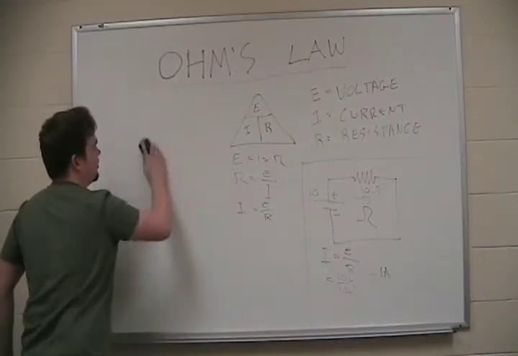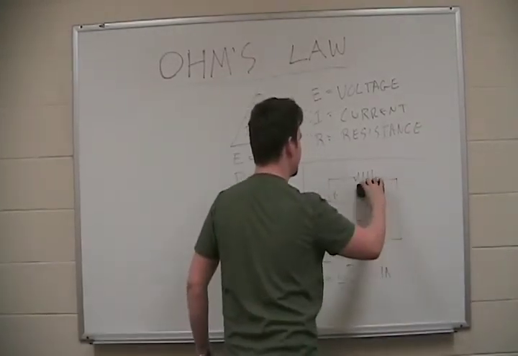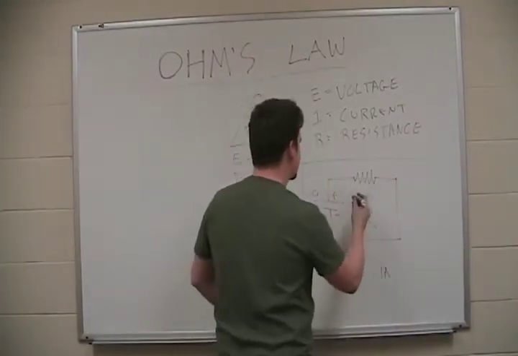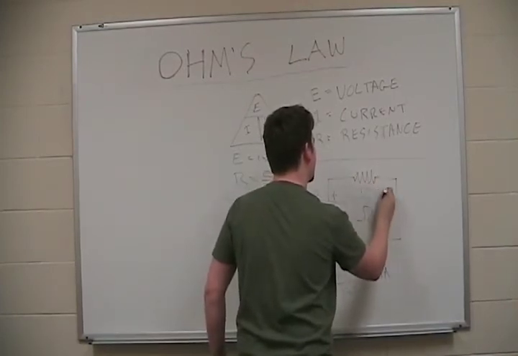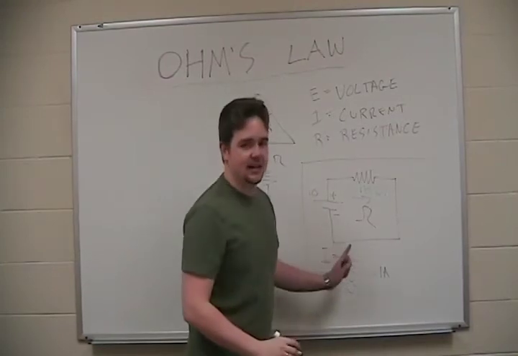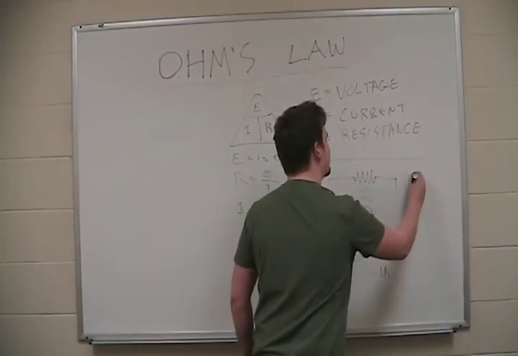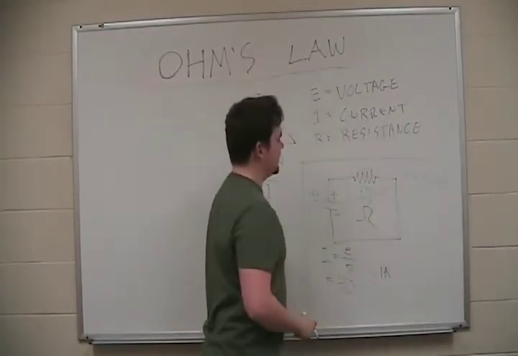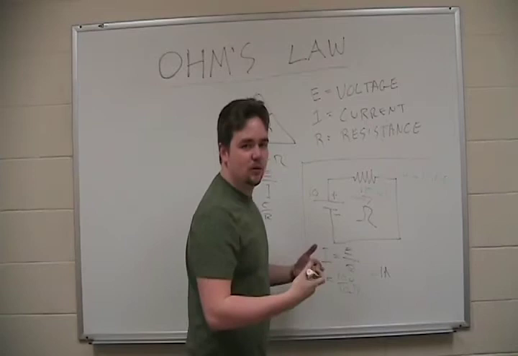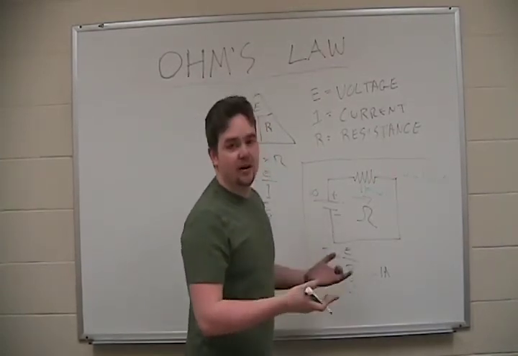So let's erase this and try again. Let's change this circuit up a little bit. Say 1 kiloohm. Now whenever I say kilo anything, I mean 1,000. K equals 1,000. So 1 kiloohm is 1,000. 10 kiloohms is 10,000. 100 kiloohms is 100,000, and so on.